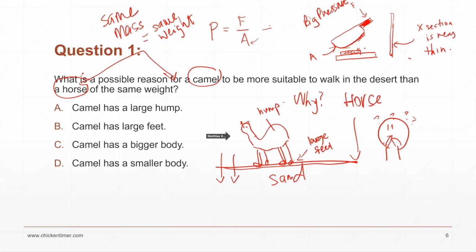So the camel, on the other hand, has bigger feet. Bigger feet means bigger area, then it will cause a smaller pressure. So when there's a smaller pressure, the camel will not sink into the sand. So answer is actually this.